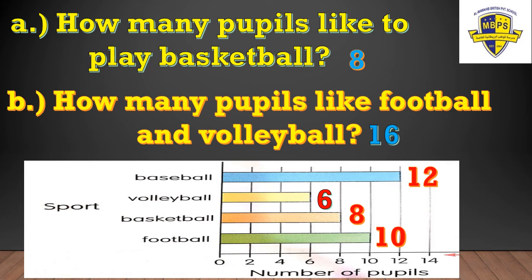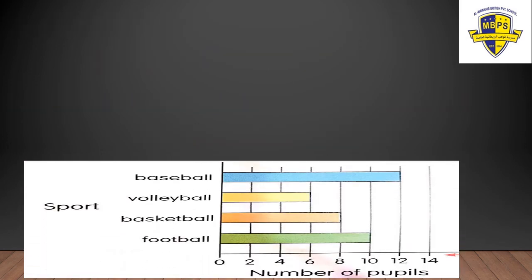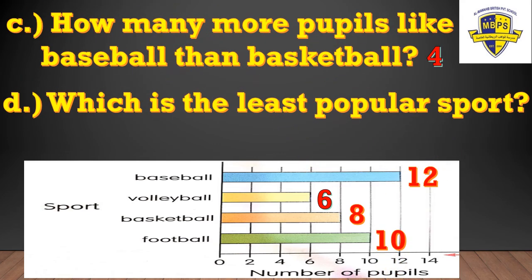The next question, B. How many pupils like football and volleyball together, both of them together? So when we have to count how many pupils like both the sport together, what we have to do? Very good. We have to add, we have to plus, we have to find all together. So how many pupils like football? Very good. 10. Plus, how many pupils like volleyball? 6. So what is 10 plus 6? Very good. 16. To the next question, children.